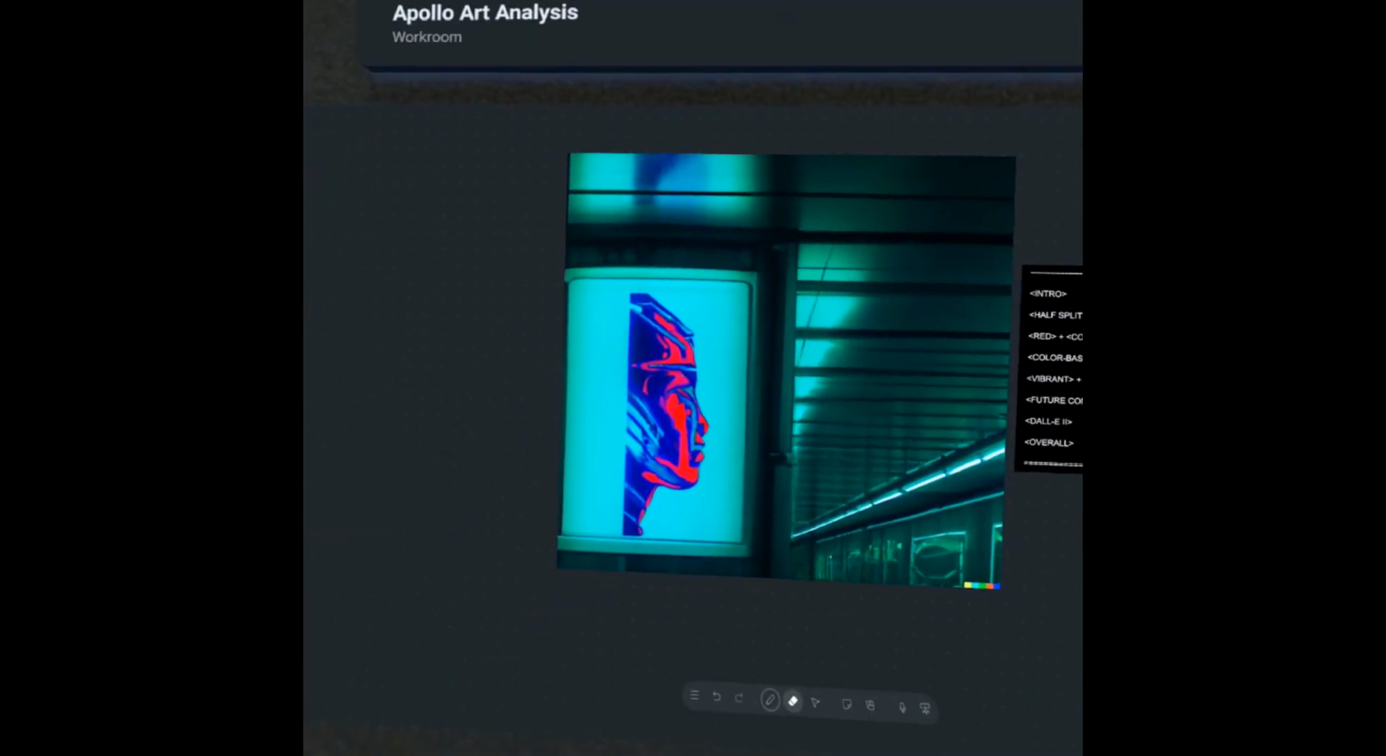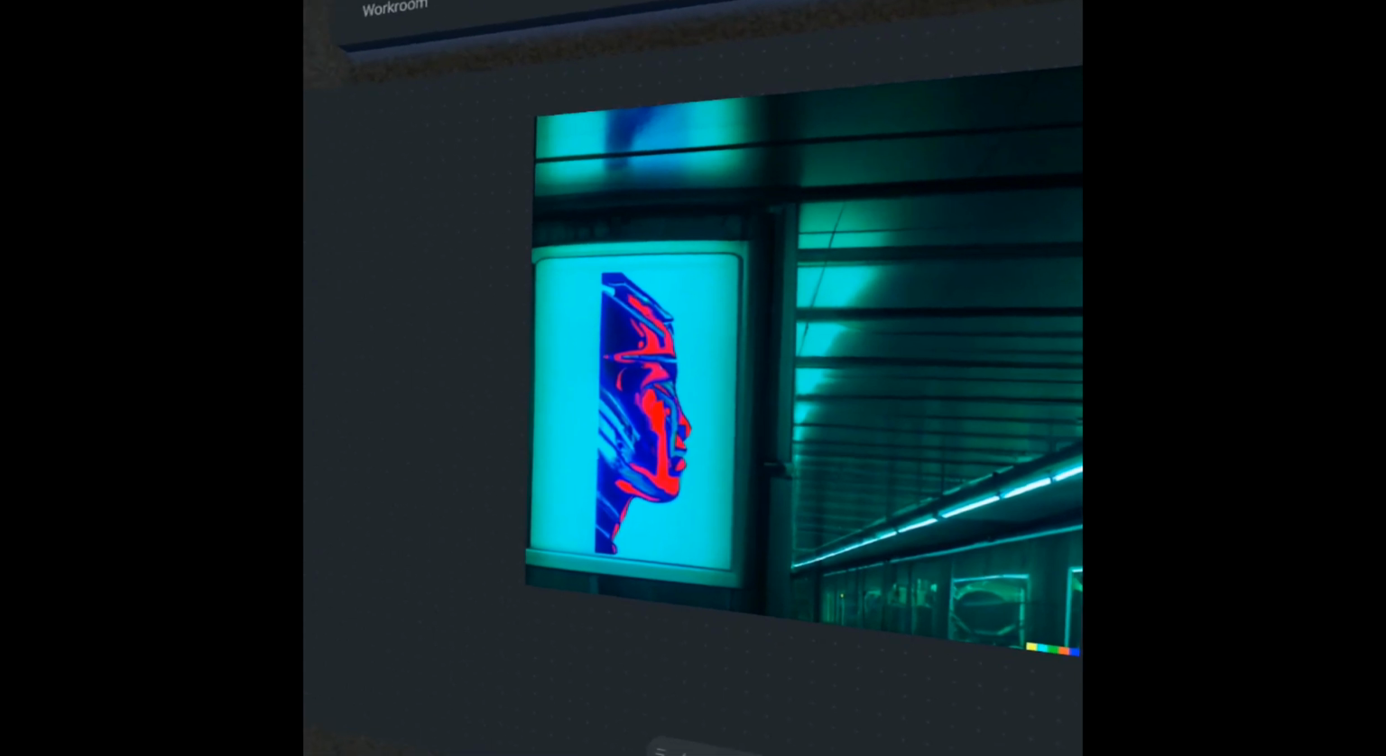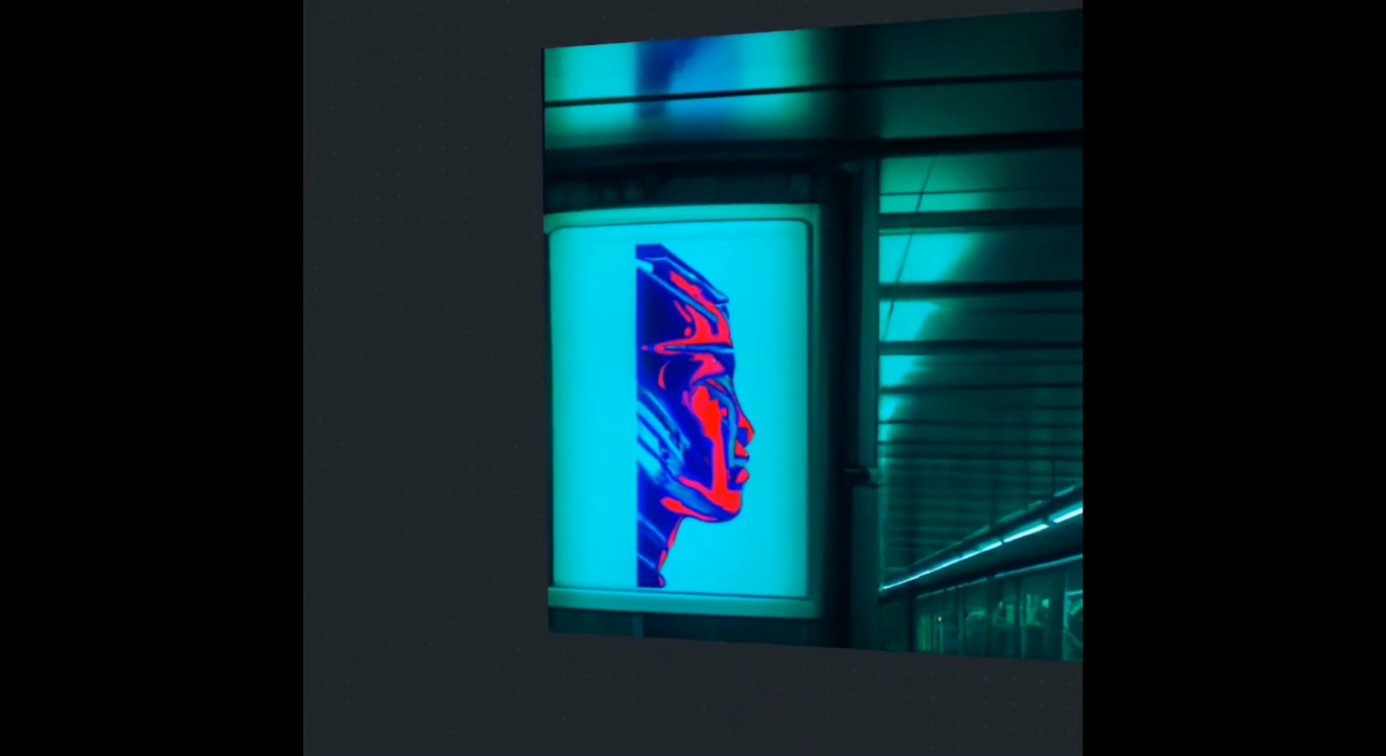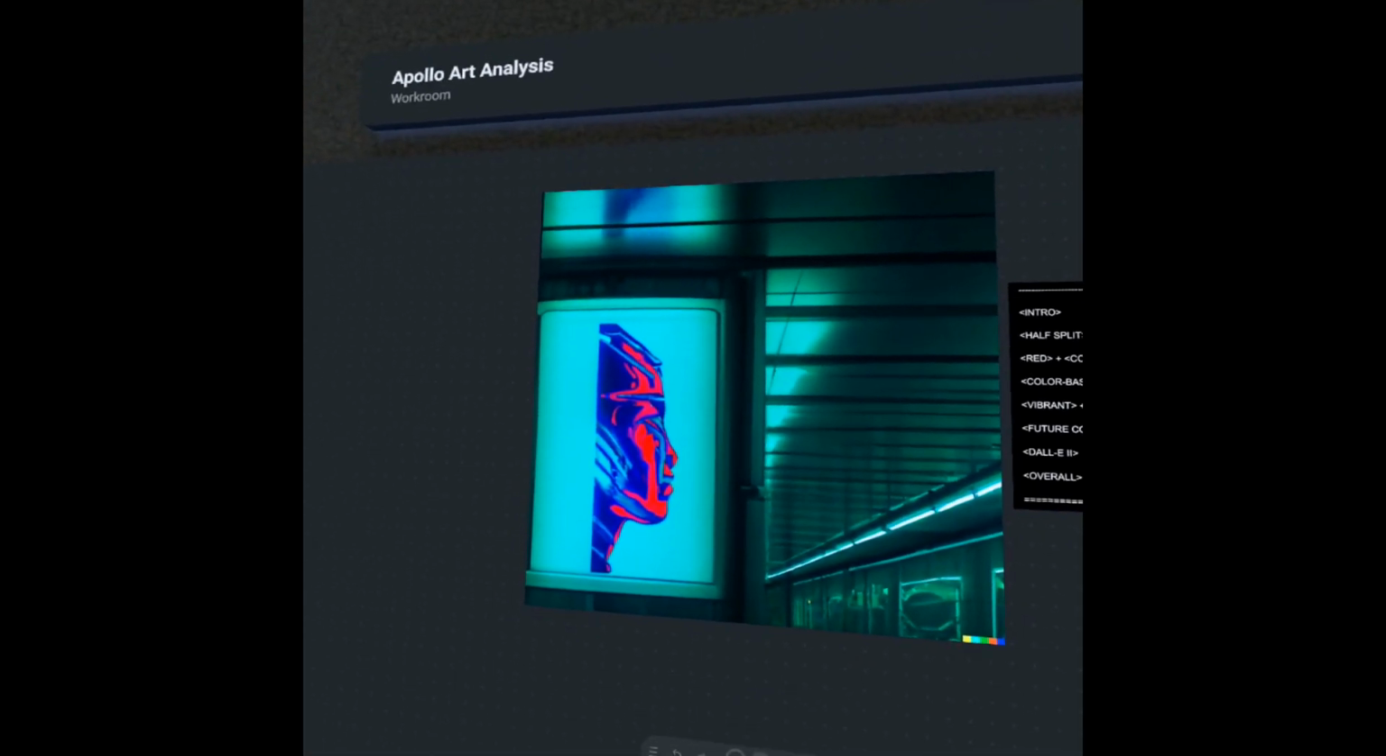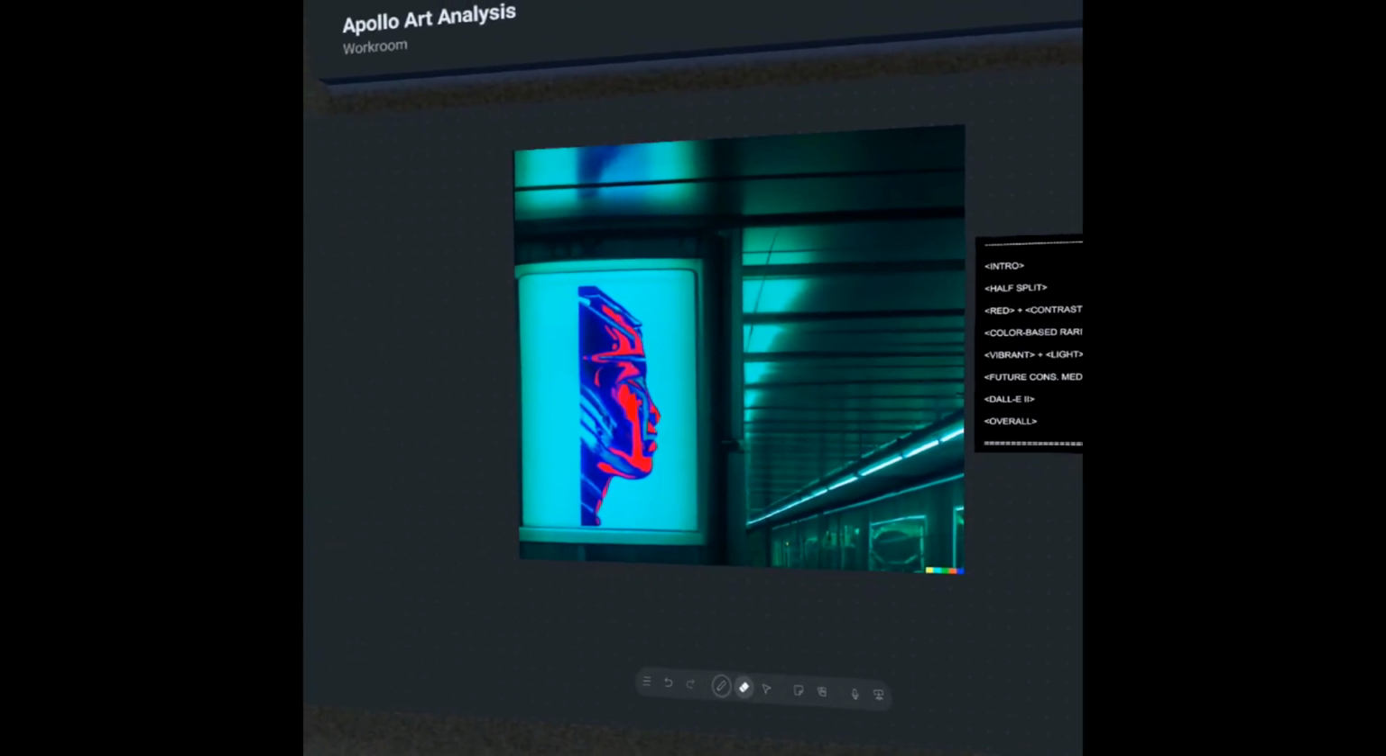And so that contrast really emphasizes the form. Of course, it defines the form of our cyborg subject as well. That, of course, draws our attention in every single way possible.